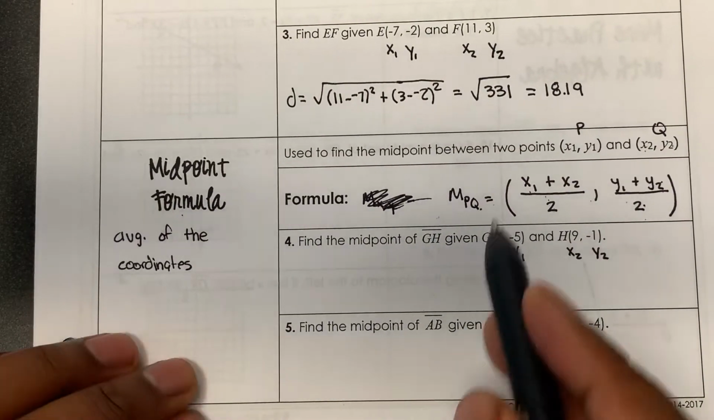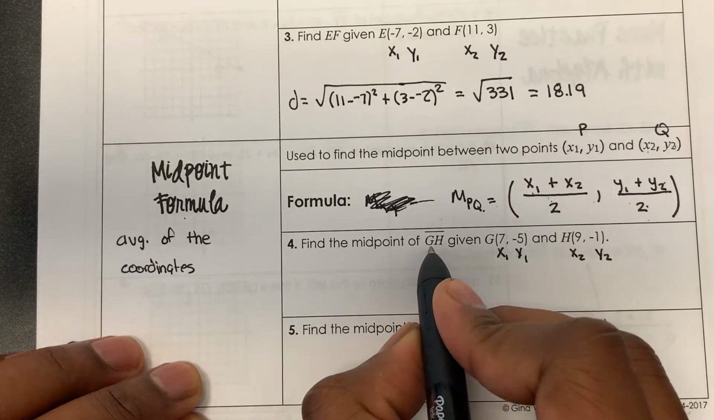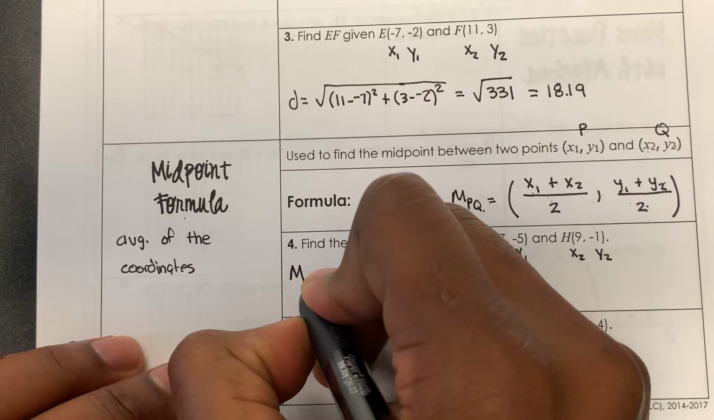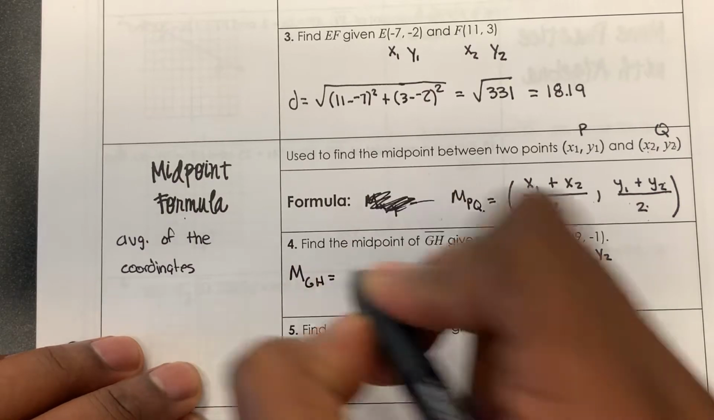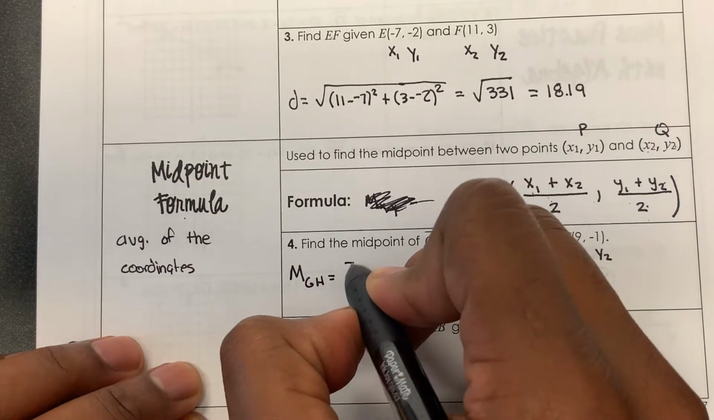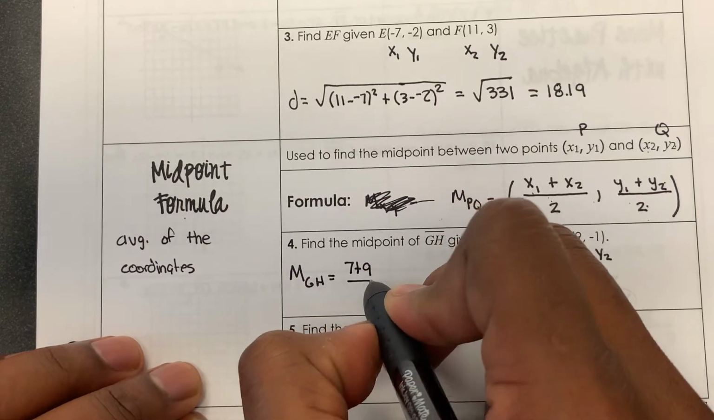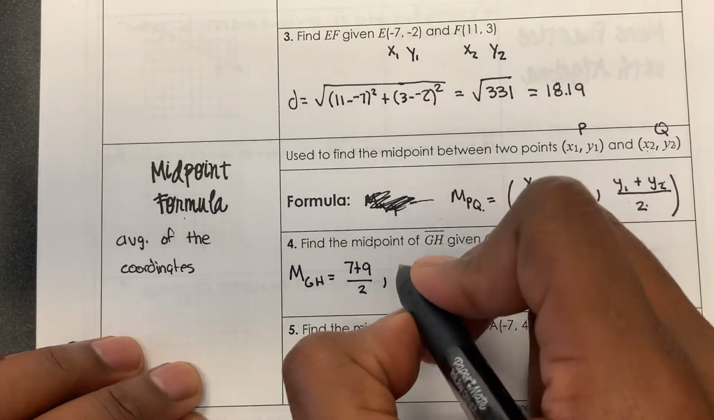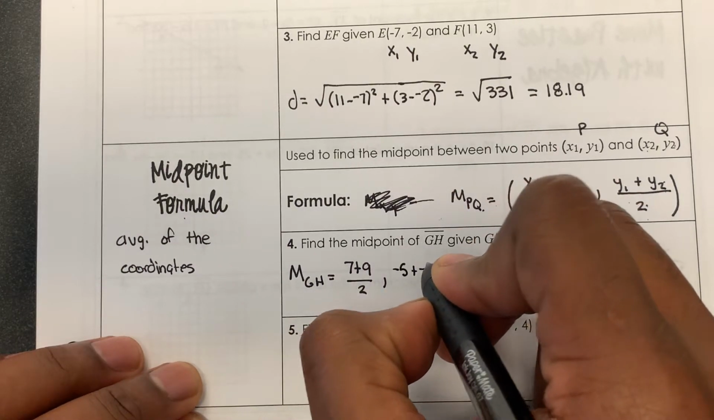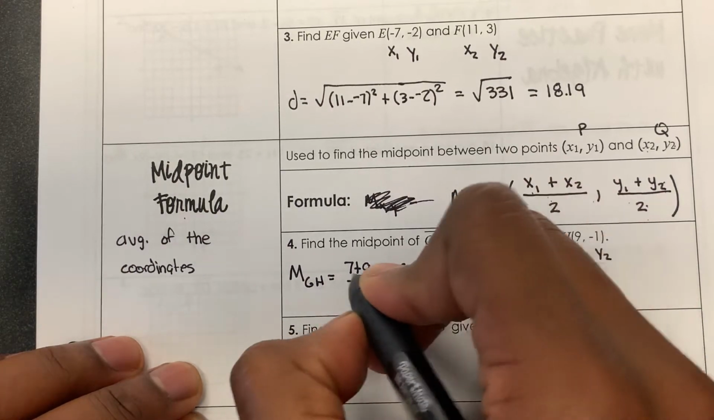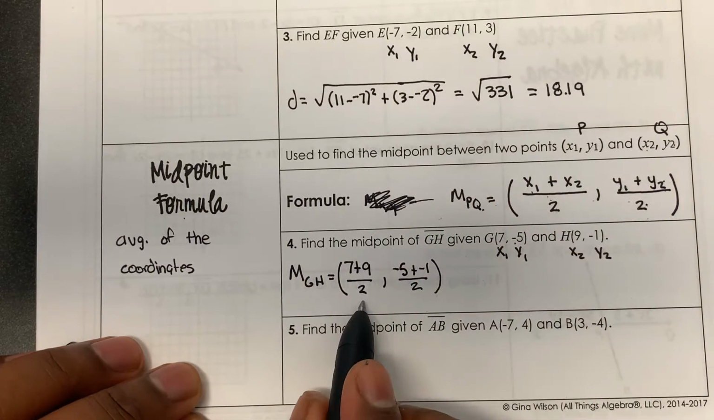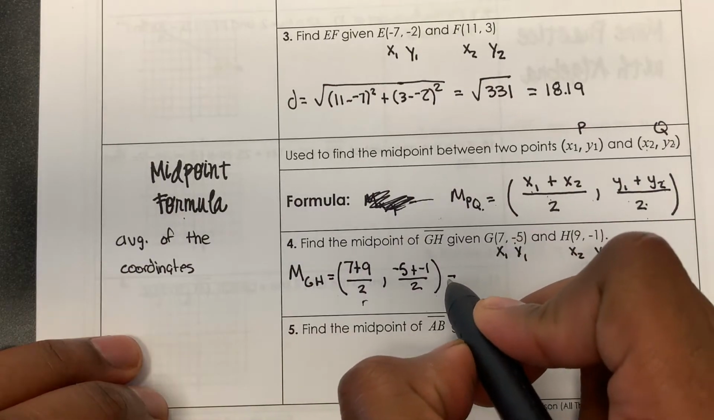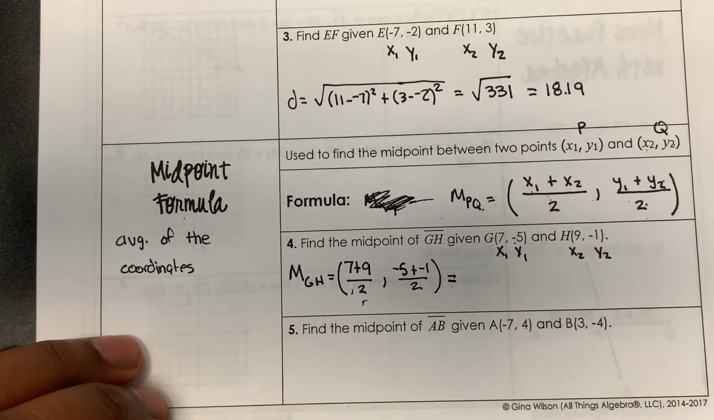So if we're finding the midpoint, in this case, the line segment is GH. So our notation is going to be the midpoint for segment GH is equal to (7 plus 9) over 2, comma, (-5 plus -1) over 2. So this is for a test. This is a sufficient answer. You should simplify, but you'll receive most of the credit just by being able to set this up.